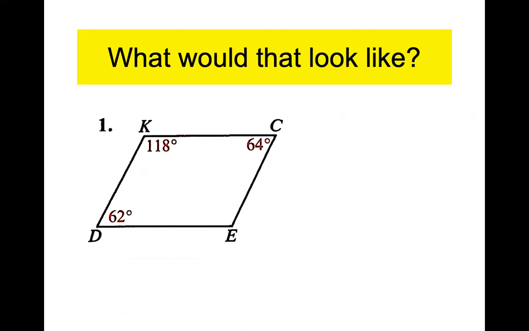So what would that question look like? It would look like this. You see the shape? Connor, what's 118 and 62? That would be 180. So guess what you just showed? You just showed that these 2 add up to 180. So guess what you can conclude now?